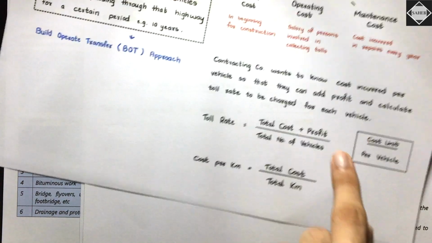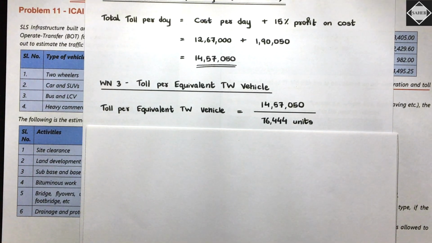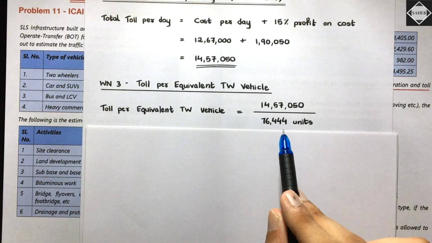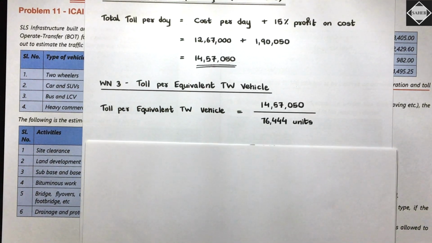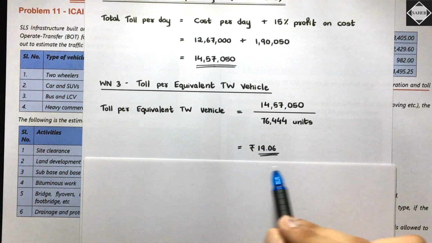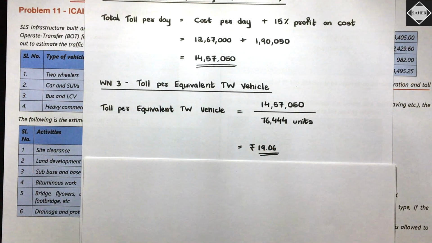No, total cost plus profit, that's 14,57,050, and total unit, the denominator we have just calculated, that is 76,444. What is this? These are total two-wheeler vehicles, total equivalent two-wheeler vehicles. Yeah, if we divide that, we get how much? 19.06. What is this? This is the toll rate for two-wheeler vehicle, okay.